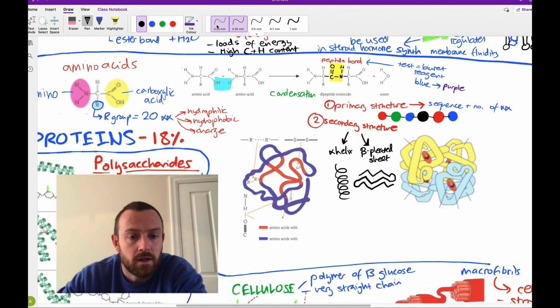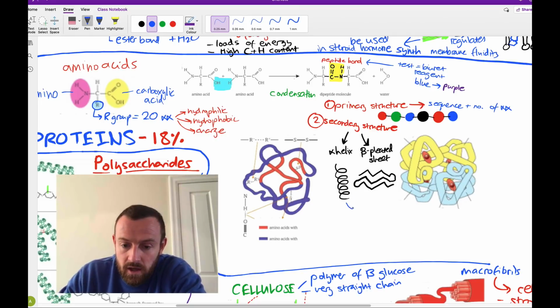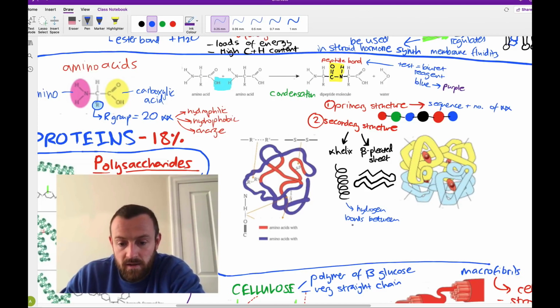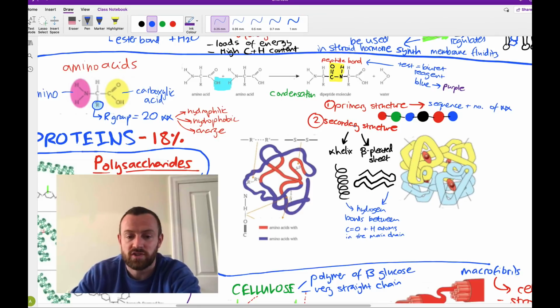And the one thing you might need to also know about the secondary structure is typically it's stabilized by hydrogen bonds between sort of this oxygen here and hydrogens in the main chain. Hydrogen bonds between CO and H atoms in the main chain. So it's not to do with hydrogen bonds between the R groups, basically. Okay, secondary structure.